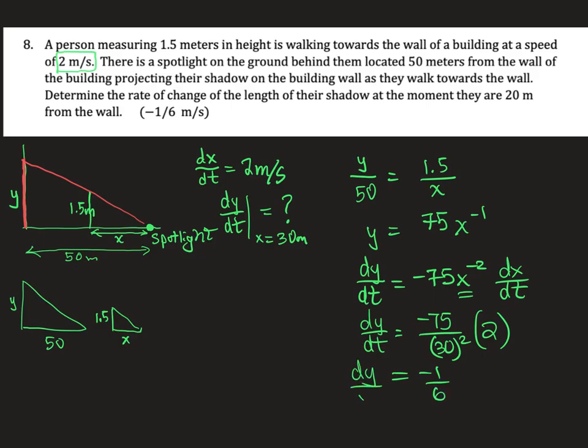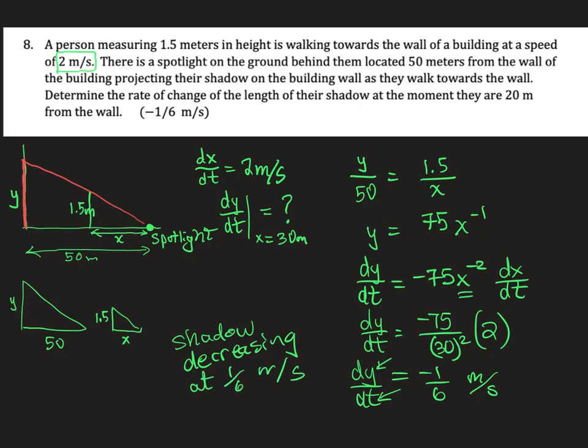For the units, look back at the derivative. So we have y on top, change in y, and y is a unit of length, so meters in this question, over dt, so change in time, and time was given in seconds. So there we go. I probably wouldn't leave my answer like that. I'd write a little sentence saying the shadow is decreasing. And if you use the word decreasing, we don't have to use the negative. So the shadow is decreasing at 1 over 6 meters per second. And there we go. Hope that helped.